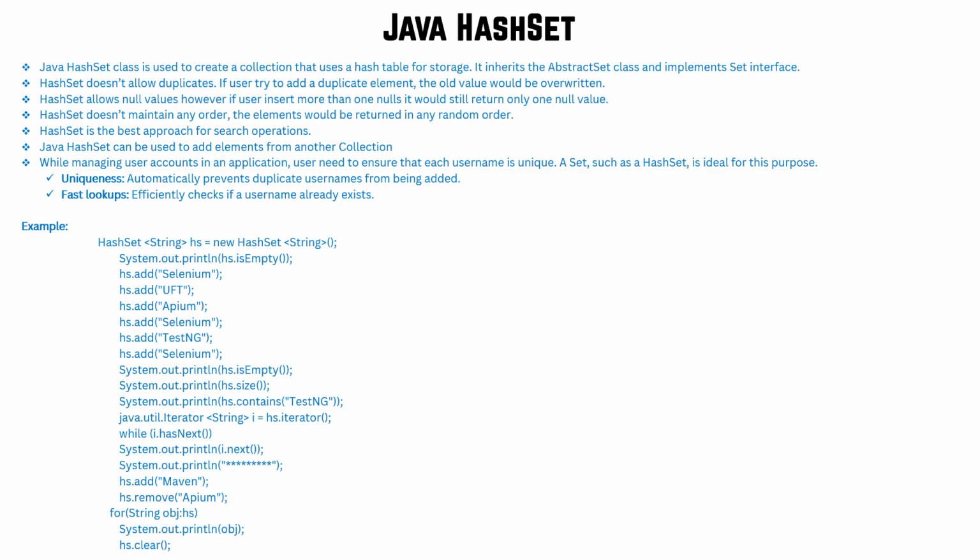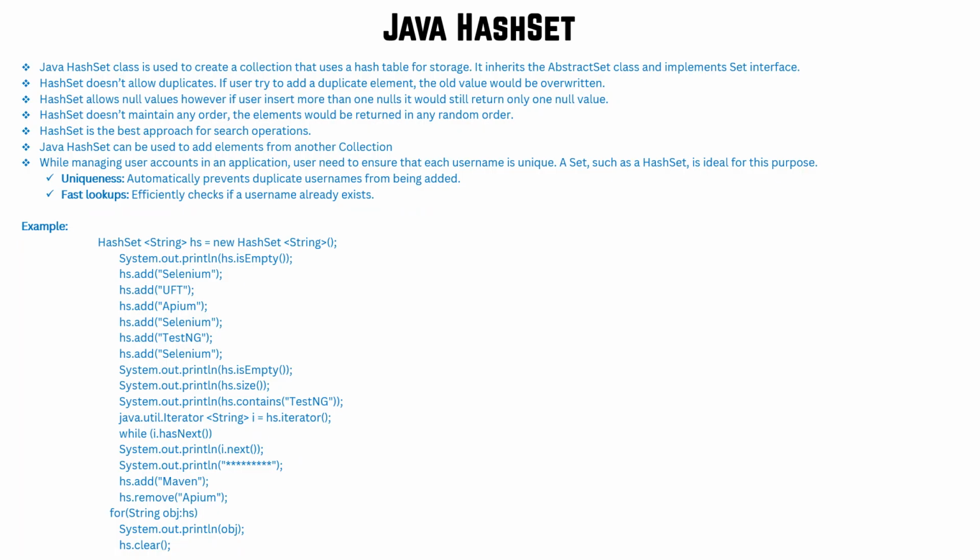Java HashSet is used to create a collection that uses a hash table for storage. It inherits the AbstractSet class and implements the Set interface. HashSet does not allow duplicates. If the user tries to add a duplicate element, the old value will be overwritten. HashSet allows null values. However, if the user inserts more than one null, it will still return only one null value. HashSet does not maintain any order. The elements would be written in any random order.